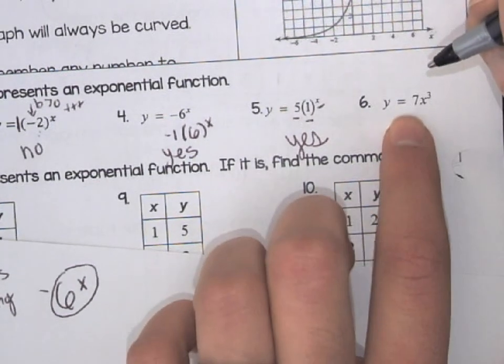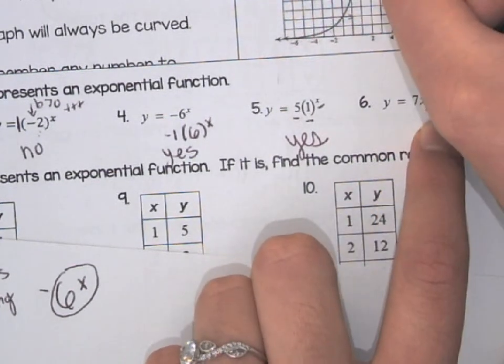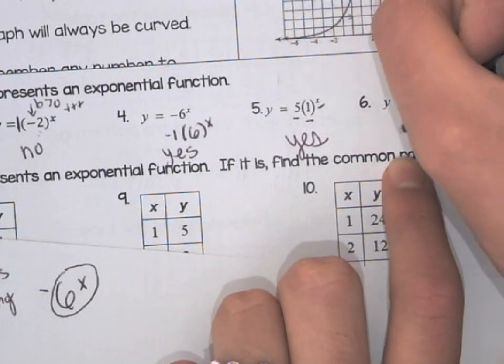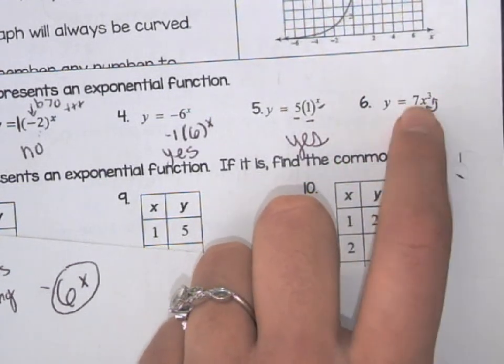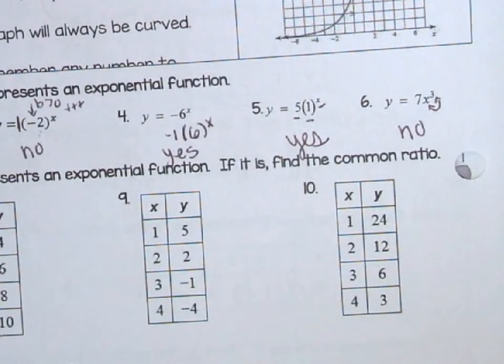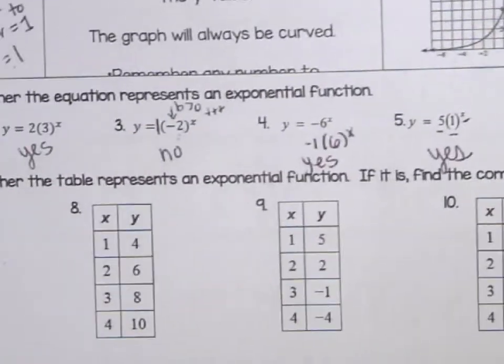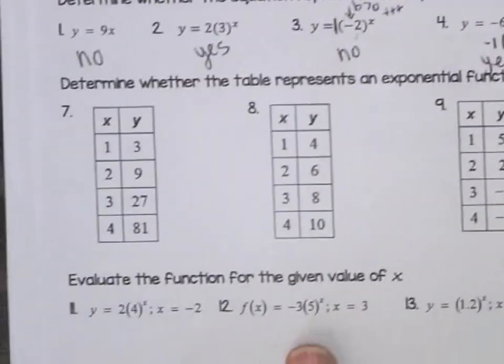Okay, this looks like it has an a value, but do you see how they switched these? Put x down there and the number up here. Okay, that one is not exponential. It's still a type of function, it's just not an exponential one. Okay, they do get easier from here, I promise.